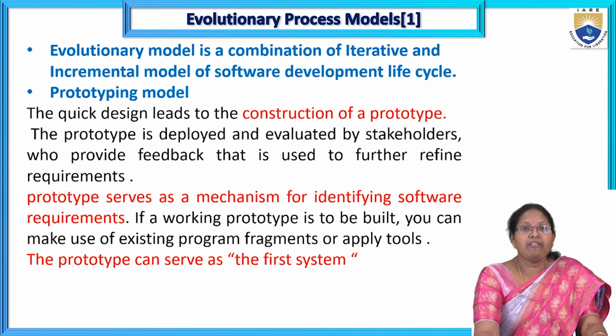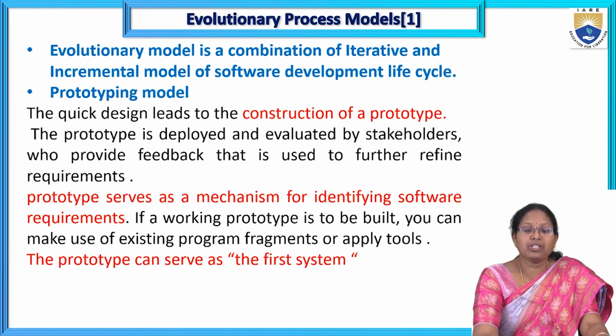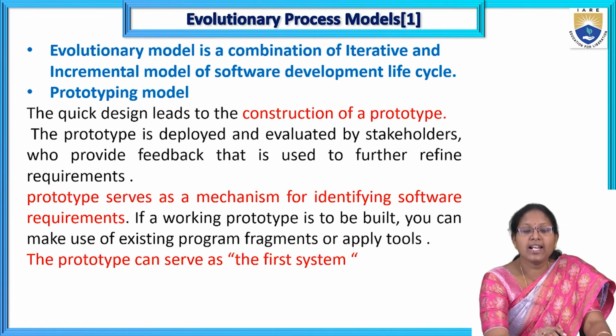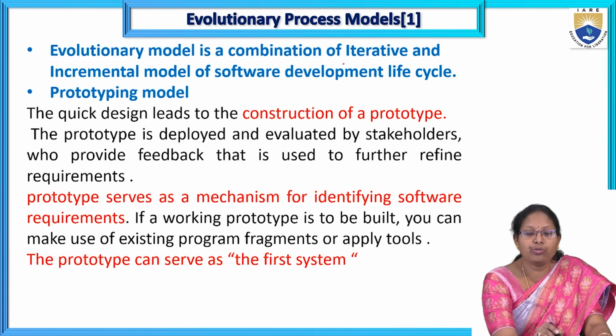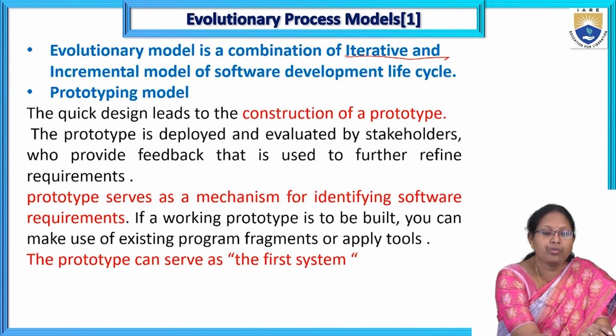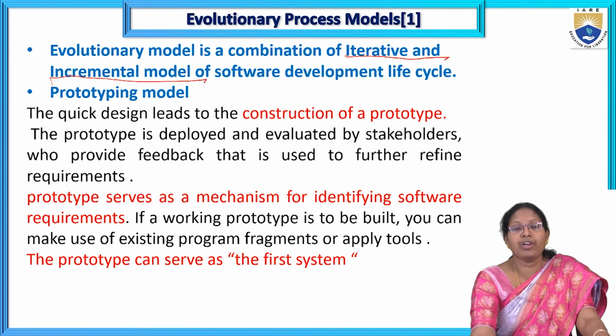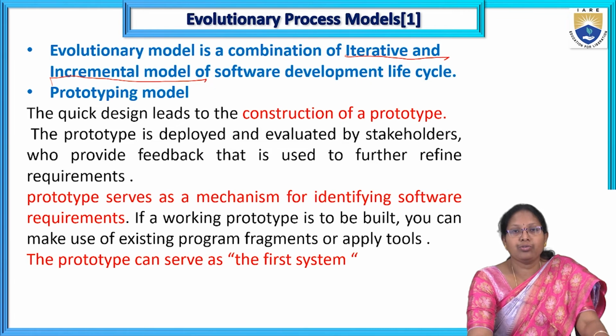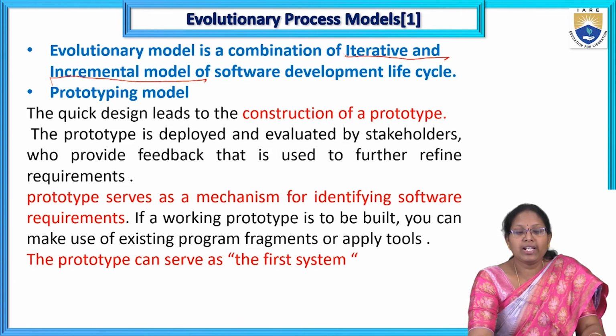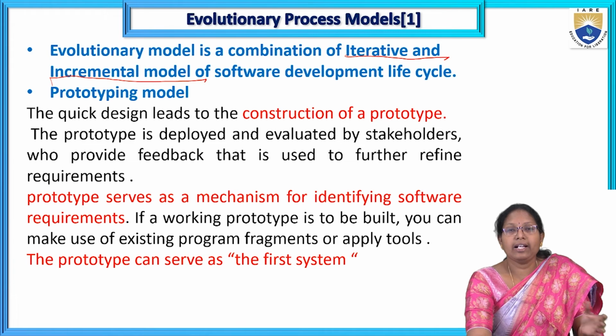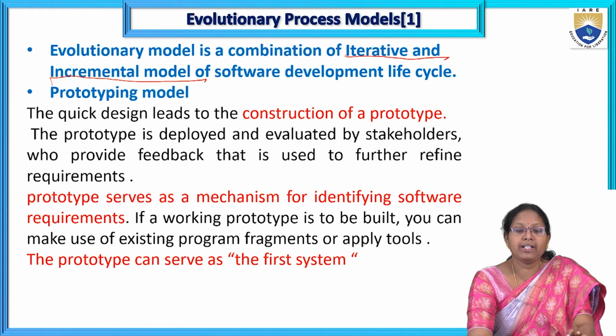Next, we go for evolutionary process models. The next kind of process models are evolutionary process models. What are these evolutionary process models? An evolutionary process model is a combination of iterative and incremental models of the software development life cycle. So under that, some more process models are there.